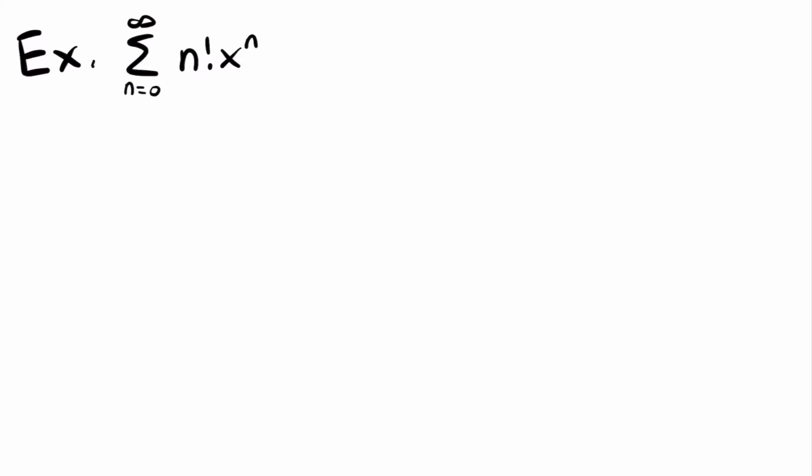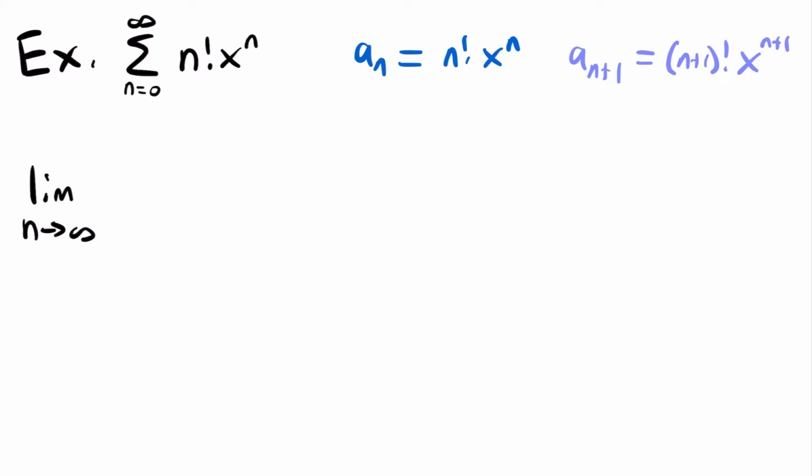If we use the ratio test for this series, we first need to identify a sub n and a sub n plus 1. In this case, a sub n will be equal to n factorial times x to the power of n, and a sub n plus 1 will be equal to n plus 1 factorial times x to the power of n plus 1. We just replaced each of these n's with n plus 1. And so now we're going to look at the limit as n approaches infinity of the absolute value of a sub n plus 1 divided by a sub n. So we're going to have n plus 1 factorial times x to the power of n plus 1 divided by a sub n, which is n factorial, times x to the power of n.